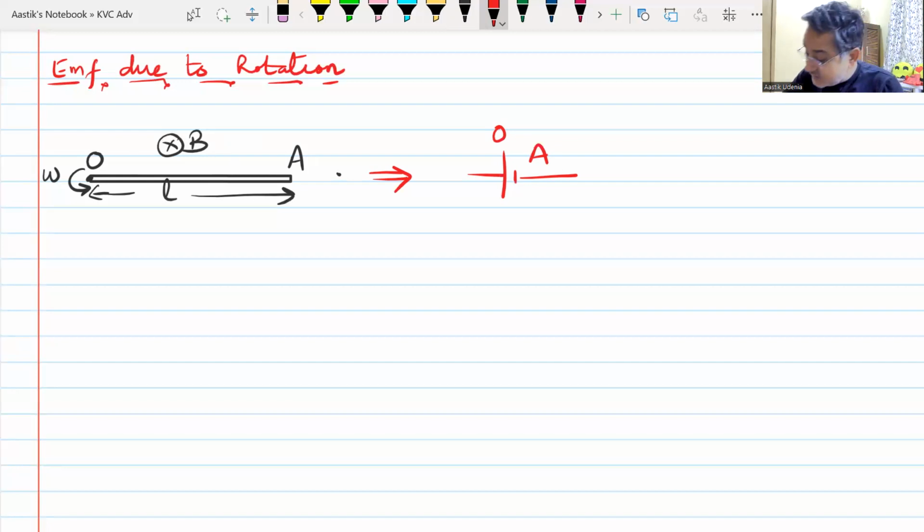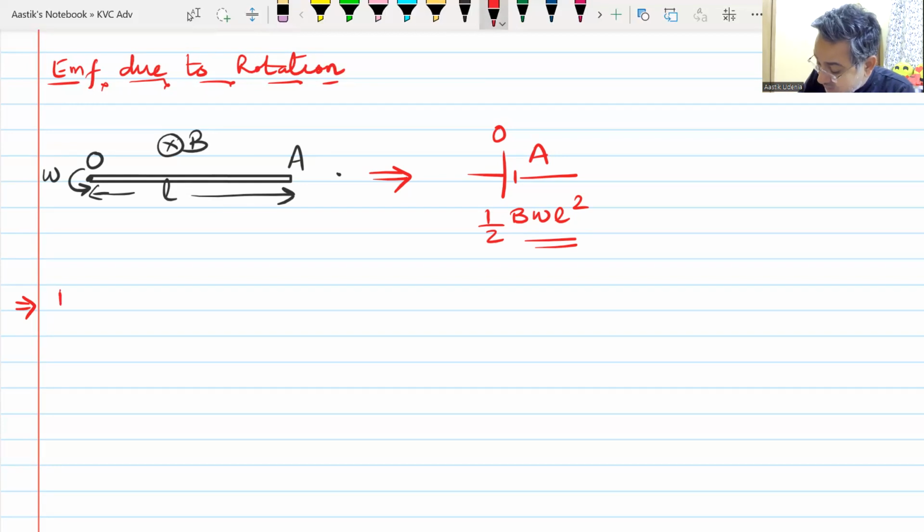And what is the potential difference between the two ends? It will be equal to half B omega L square. So remember this, the center will always be at a higher potential compared to the point on the circumference, wherever that point is. Remember, if this is the case, center is at a higher potential. If you reverse the case, the center will be at a lower potential. Do we understand this?